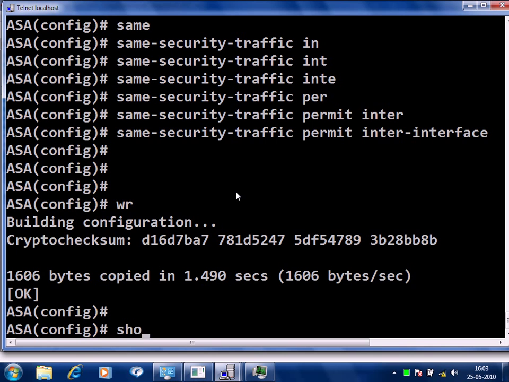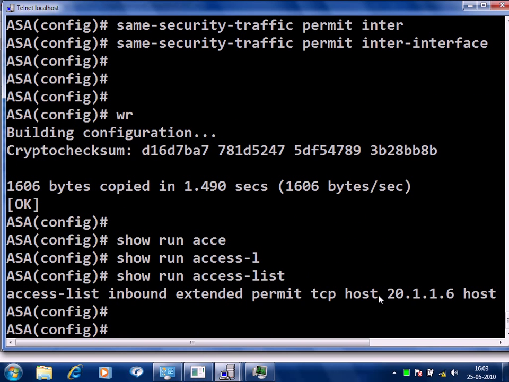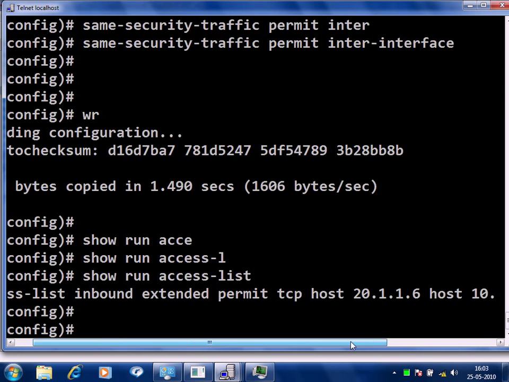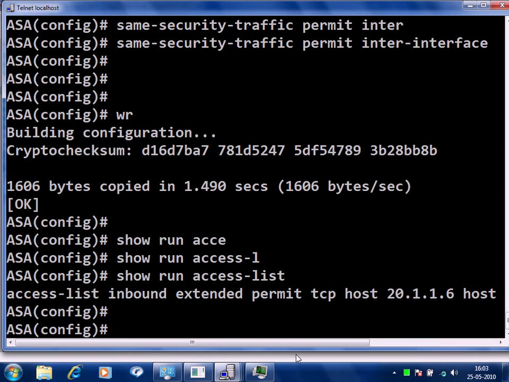See, run access list. We have only one access list which is permitting 20.1.1.6 going to 10.1.1.5. It will not allow any other traffic coming from this network and going to any other network. The exemption is same security level.